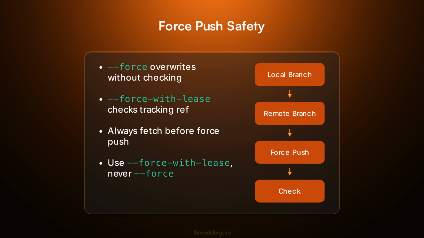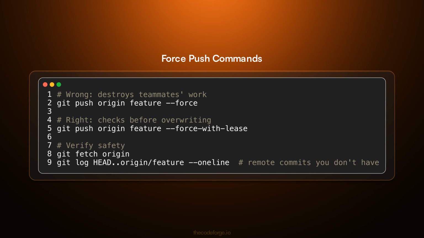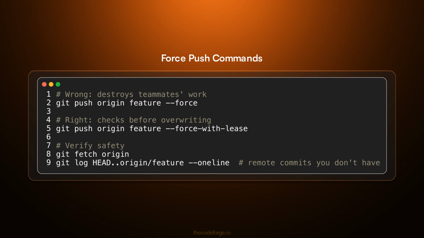After amending a pushed commit, you need to force push. But force silently destroys teammates' commits. Force-with-lease checks that the remote branch matches your local tracking reference before overwriting. Always use force-with-lease. It rejects the push if someone else has pushed since your last fetch. Then fetch, review, and rebase before retrying.